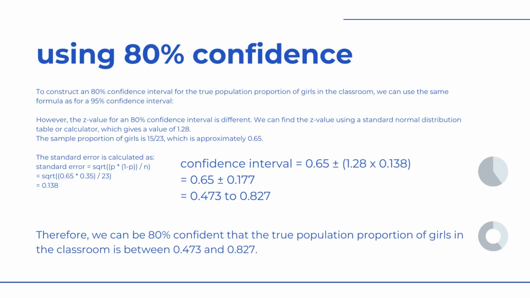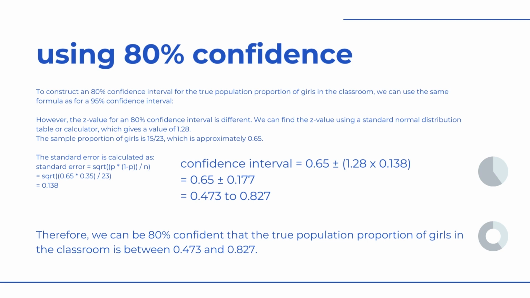This slide is discussing how to calculate an 80% confidence interval for the proportion of girls in a classroom. To start, we use a formula that is similar to the one used for calculating a 95% confidence interval. However, the z-value, which represents the number of standard deviations from the mean, for an 80% confidence interval is different, and we can find it using a standard normal distribution table or calculator.